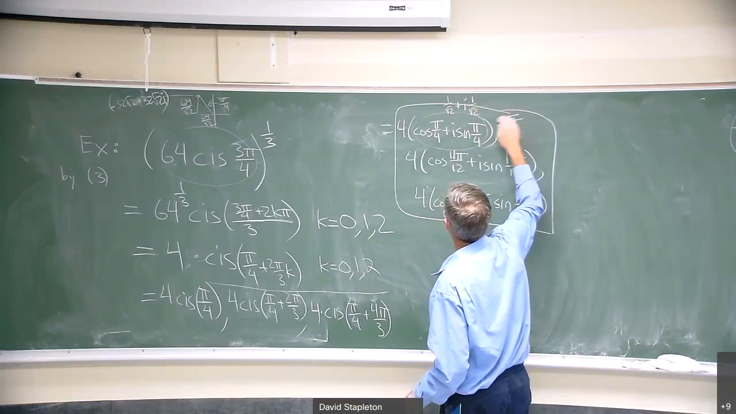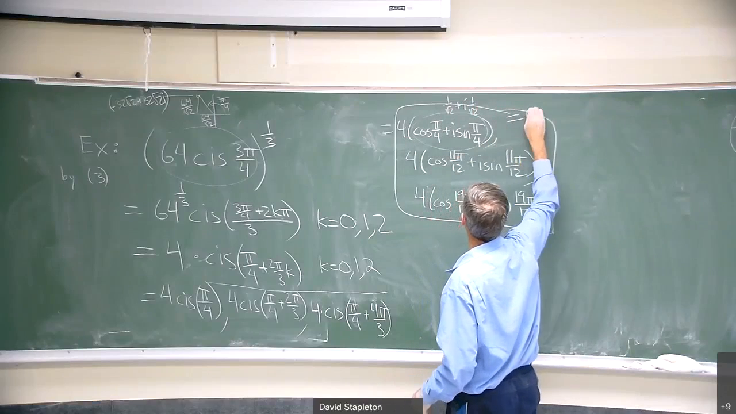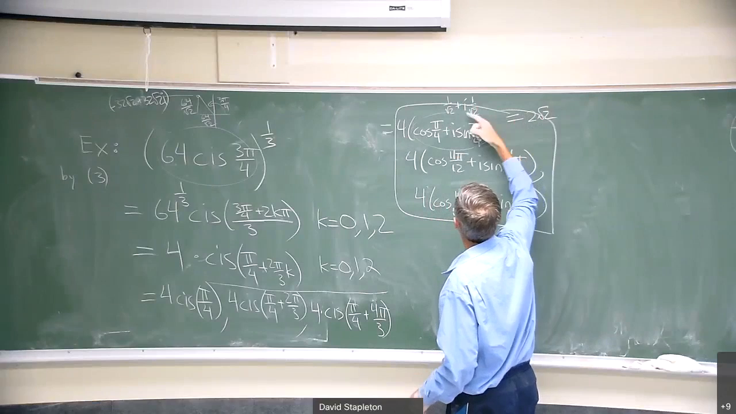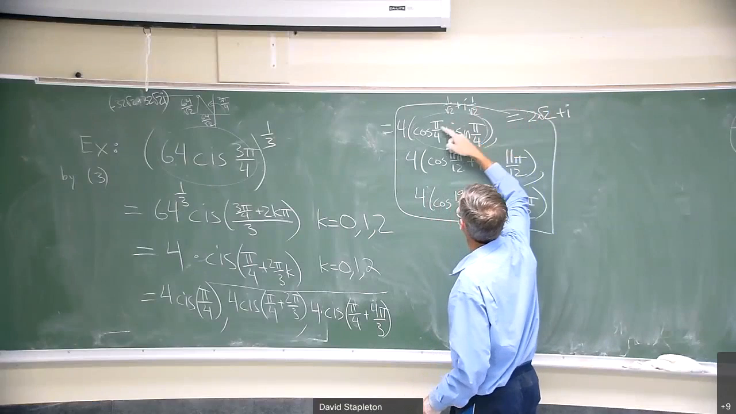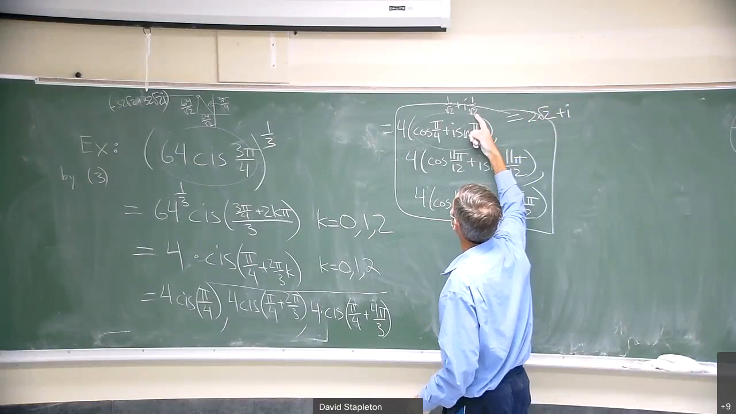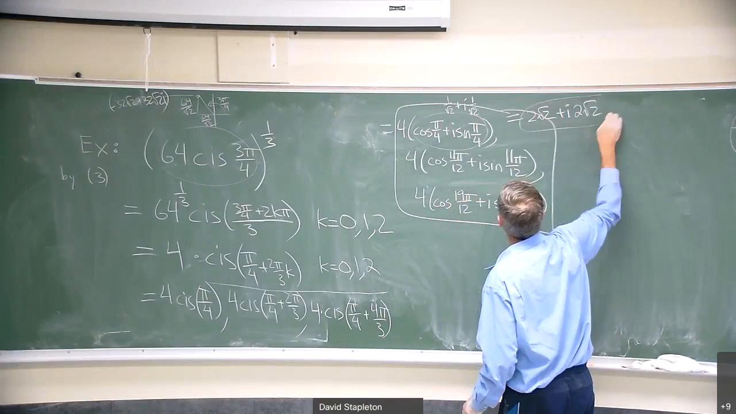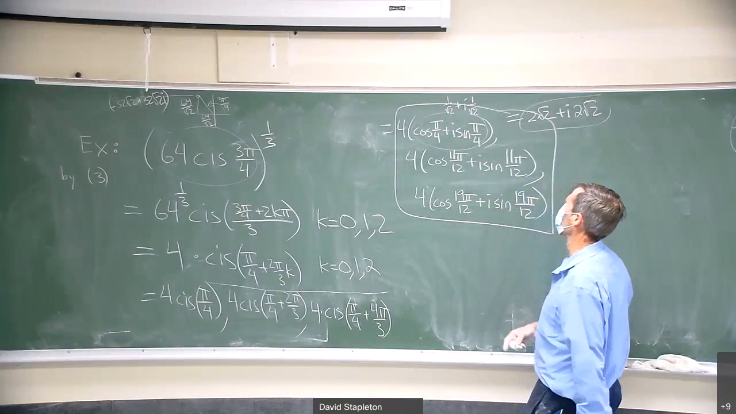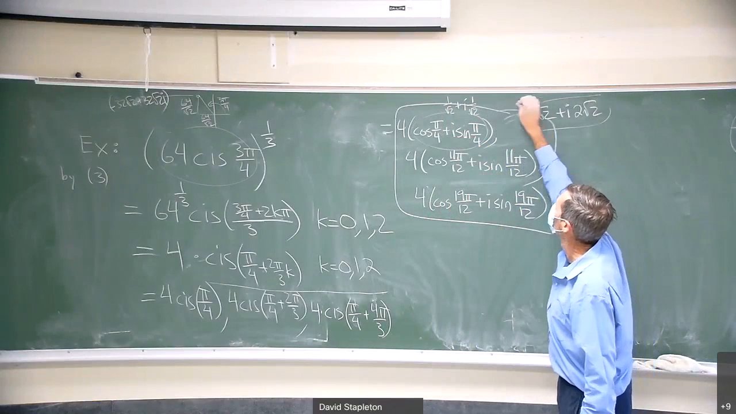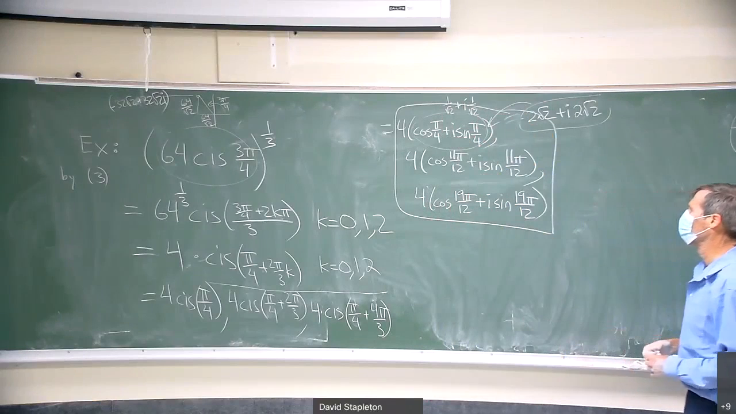So if you wanted to put this one into rectangular form, it's 4 times 1 over square root 2, which is 2 square root 2, plus i times 4 over square root 2, which is again 2 square root 2. So this is the first root here, and you can do the same thing for the others. You want to put them in rectangular form.